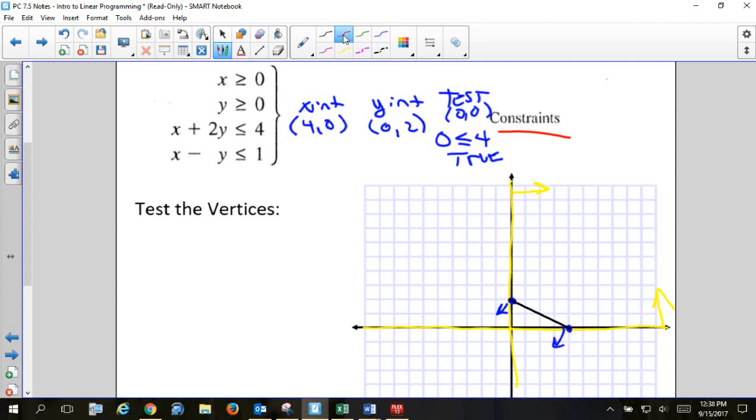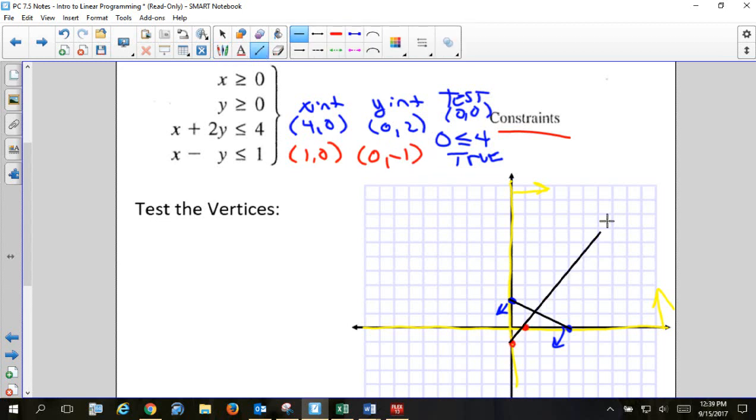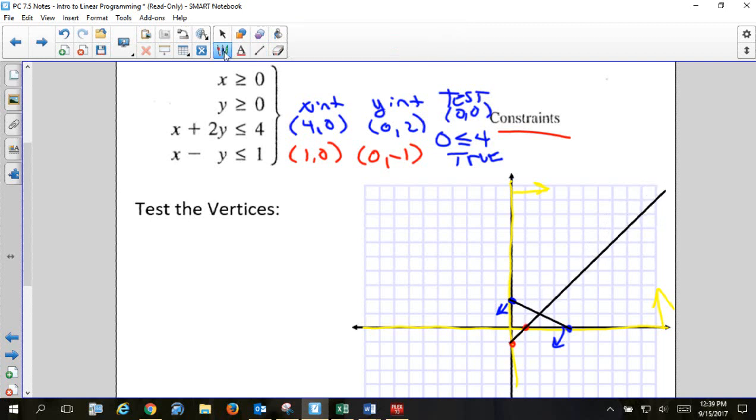And then the fourth one, I'm going to do x and y intercepts again. My x-intercept, I make y 0 and I get 1. My y-intercept, I make x 0 and I get -1. I use my straight edge. I test a point. I'm going to test 0, 0 to see if it works or not. And I plug in 0, 0. I get 0 less than or equal to 1, which is true. So I'm going to shade towards 0, 0.